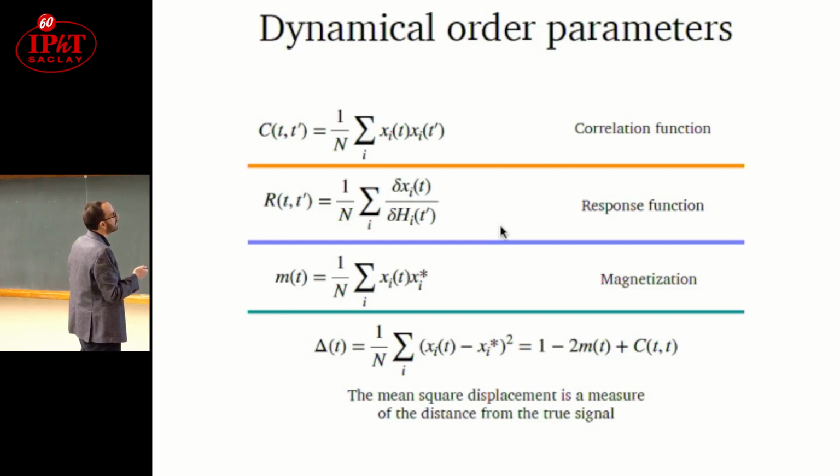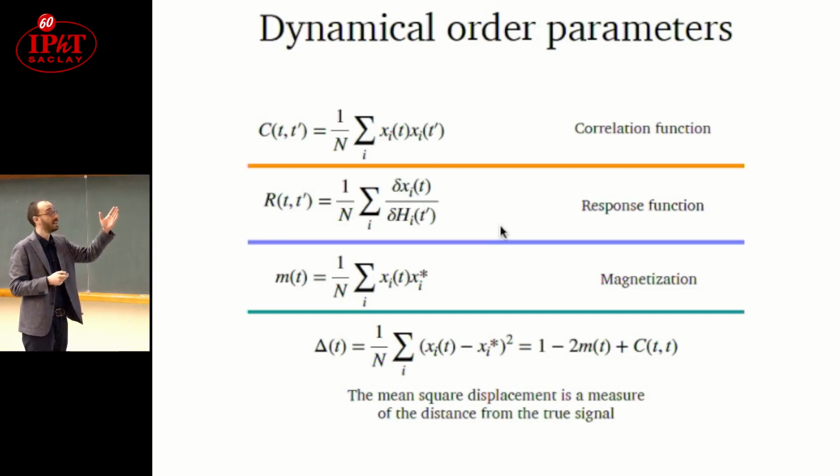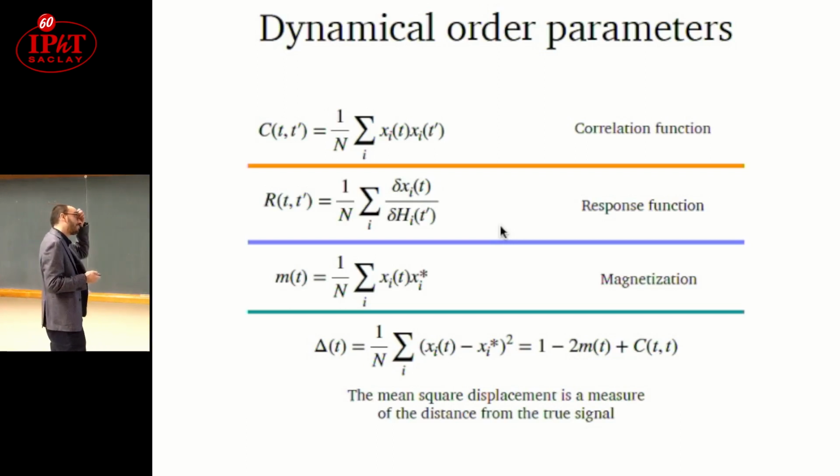And then the most important dynamical order parameter is the magnetization. So in this setting, the magnetization is just the projection of x on the signal, on the ground truth. So this actually is a measure of how close you are to the ground state. And in particular, if you are able to recover the teacher, it means that you have found a fully magnetized system. So learning in this context is equivalent to saying that you have a ferromagnetic system.